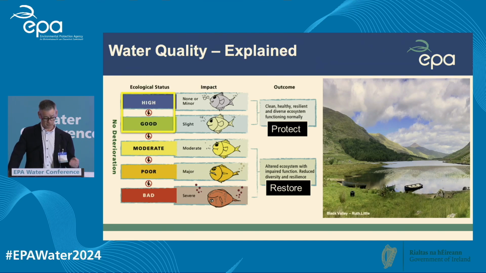Moving down then to moderate, poor, and bad, you can see that the ecology has an altered ecosystem, there's an impaired function, and there's reduced diversity and resilience seen in these water bodies. What we need to do is restore them. If you look on the left there, there's no deterioration. We really need to protect what we have in terms of our high and good and try not to let things slip.